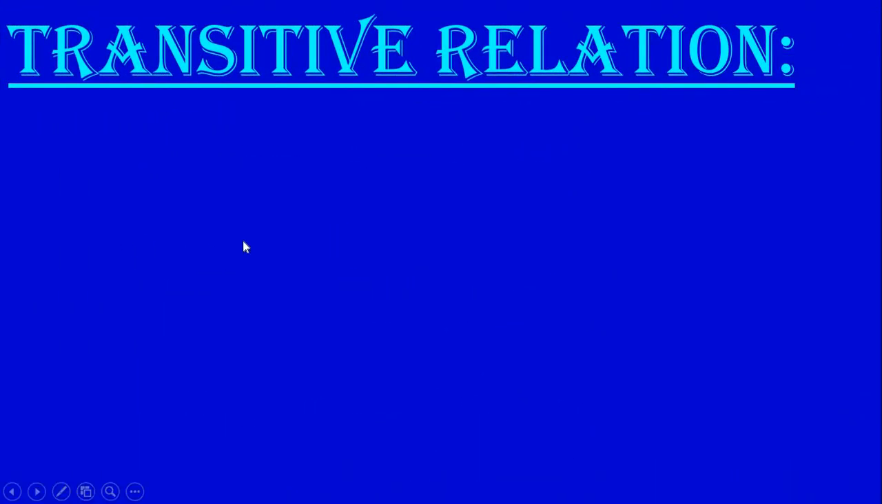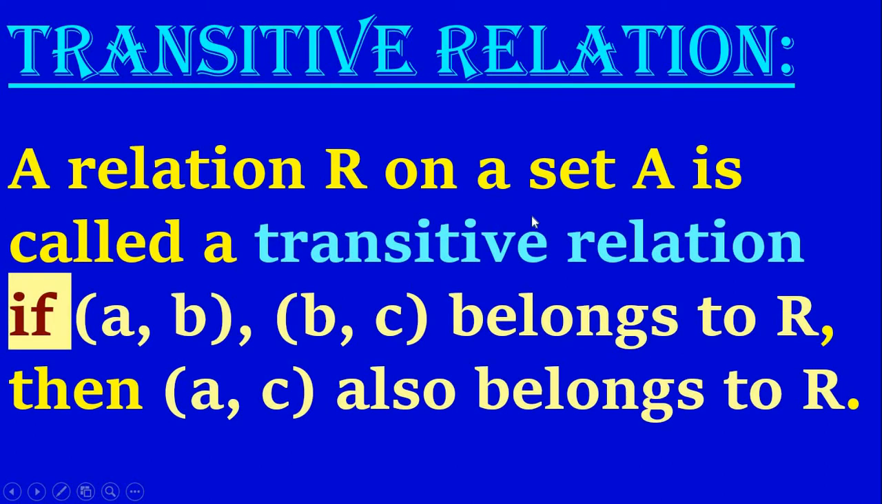So we see the definition of a transitive relation. A relation R on a set A is called a transitive relation if (a, b), (b, c) belong to R, then (a, c) also belongs to R. Here the word if is important. If (a, b), (b, c) belong to R, then we have to verify whether (a, c) belongs to R or not. We have to verify the transitive property only when (a, b) and (b, c) are there. If (a, b) is there but (b, c) is not there, then the transitive property is automatically satisfied.